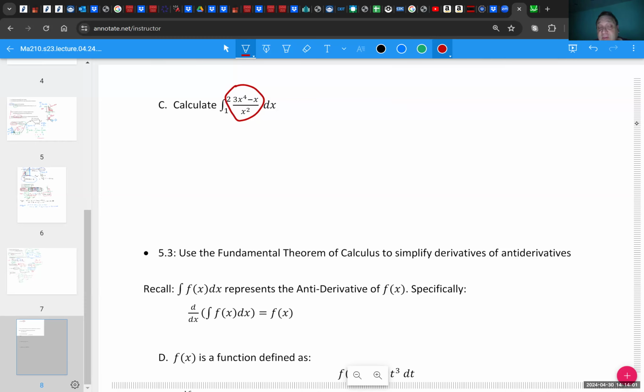If you can't find the antiderivative, you can't use the fundamental theorem of calculus, because you have to plug in numbers to the antiderivative in order to use the formula. So how do we do this? Remember that we can use algebra to simplify things, and that will help us find the antiderivative.